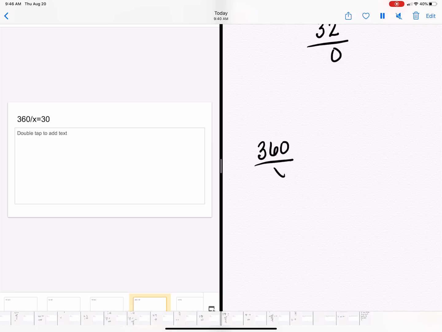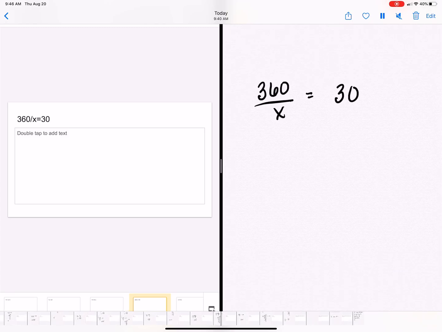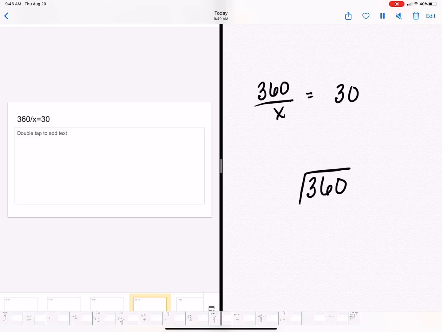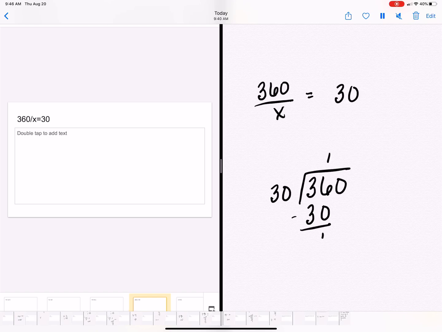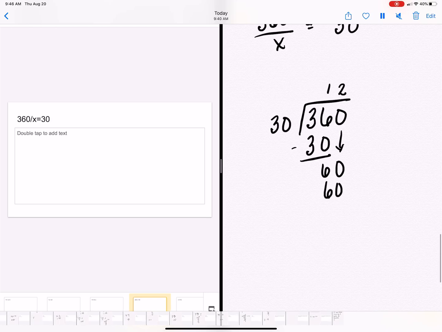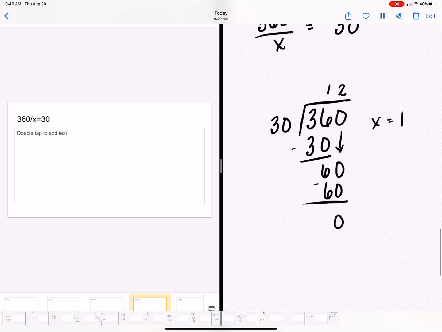And we're going to go on to this next problem. 36 over x is equal to 30. We need to divide to find the other divisor. 360 divided by 30. 30 goes into 36 one time. 1 times 30 is 30. 6 left over. Bring down your 0. There are 2 30s in 60. And there is no remainder. So x is equal to 12.